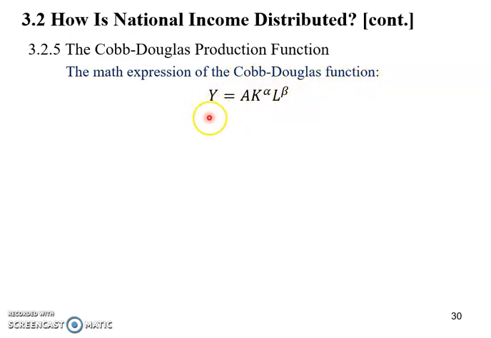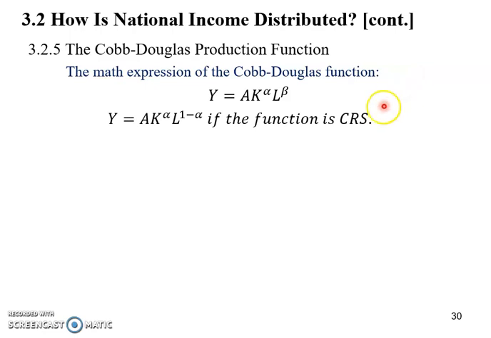Again, we saw this before when we talked about the production function. Y is the total output. Here, A stands for technological innovation. But remember, here A is not a variable. A is a constant. A is given. K is the units of capital. L is the units of labor. Alpha and beta are the exponents. Later we're going to explain what their economic intuition is, what alpha and beta measure.